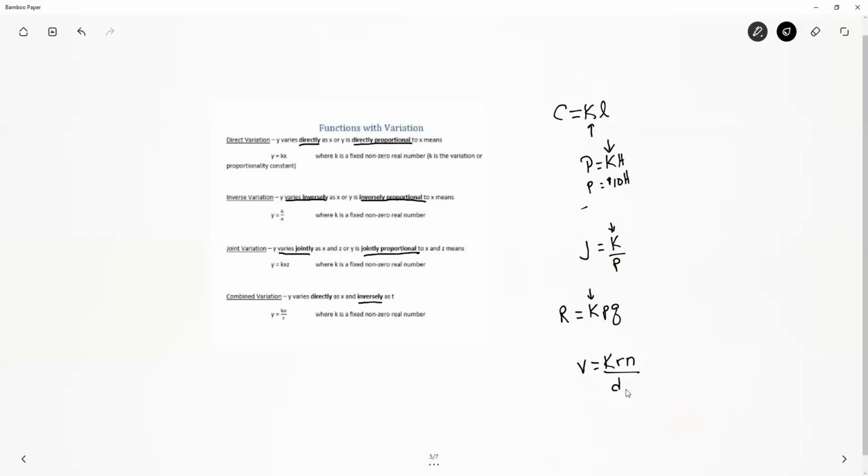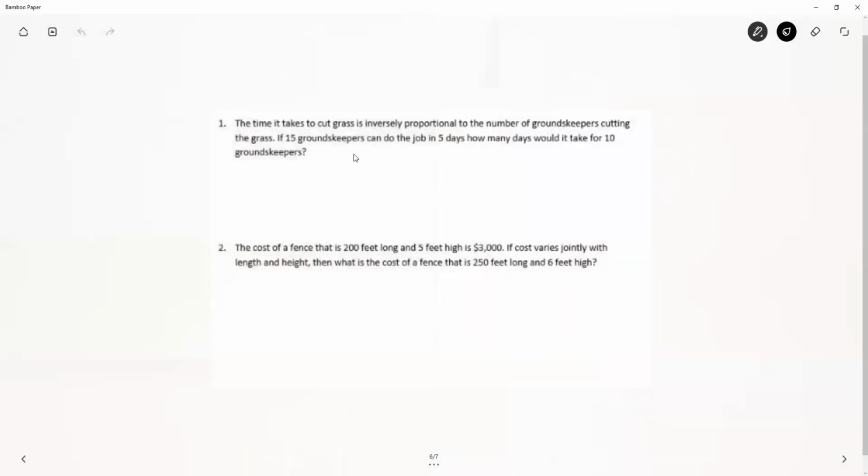Okay, so let's look at a few examples of this. The time it takes to cut grass is inversely proportional to the number of groundskeepers cutting the grass. So we need to figure out what we have. The time it takes to cut grass, so we're looking at time and number of people.